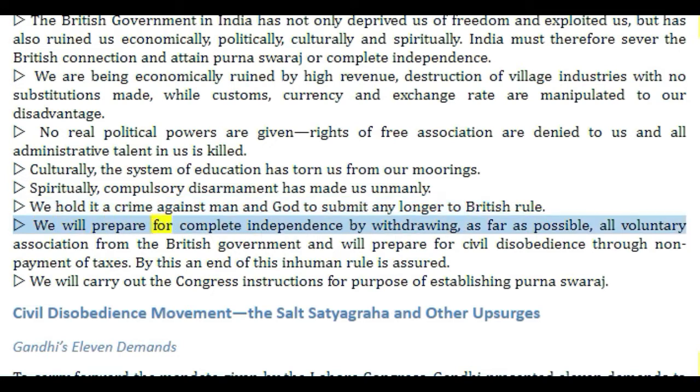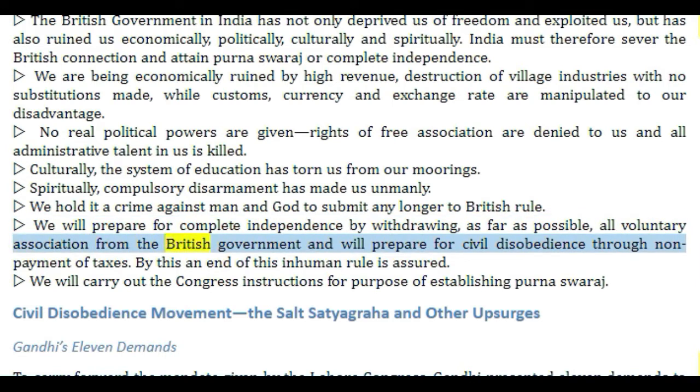We will prepare for complete independence by withdrawing, as far as possible, all voluntary association from the British government, and will prepare for civil disobedience through non-payment of taxes. By this an end of this inhuman rule is assured. We will carry out the Congress instructions for the purpose of establishing Purna Swaraj."